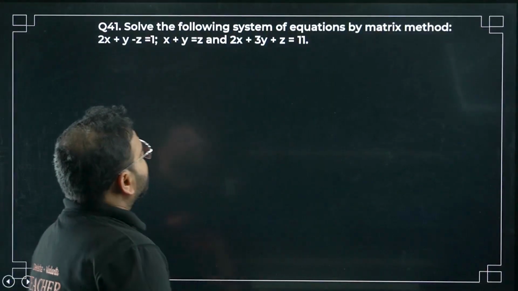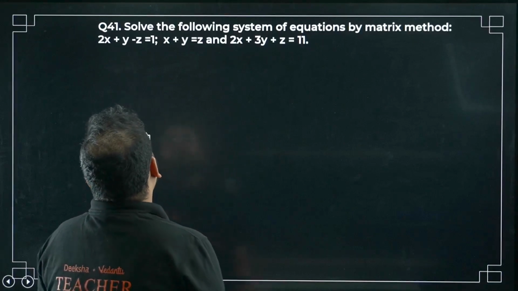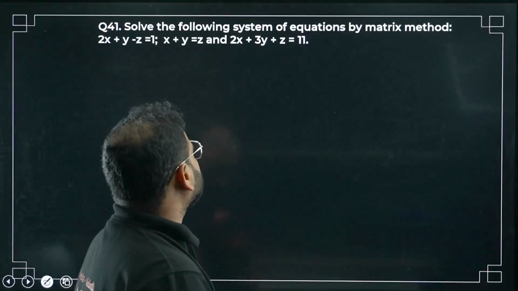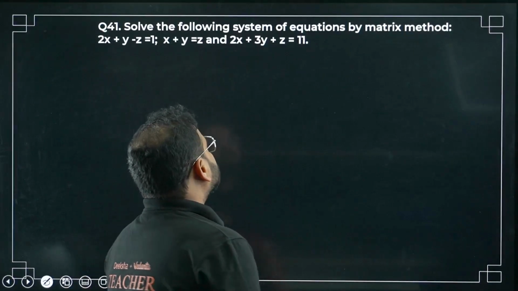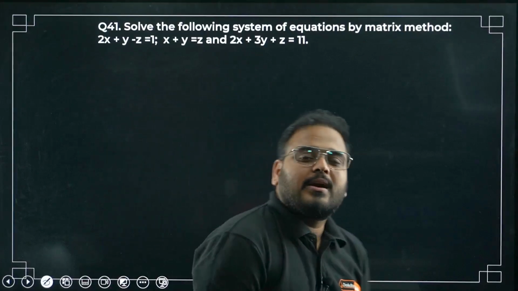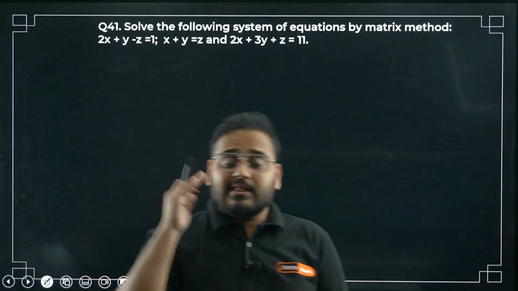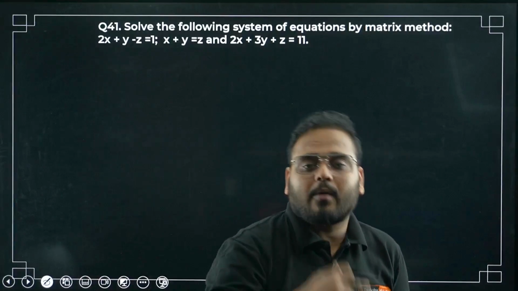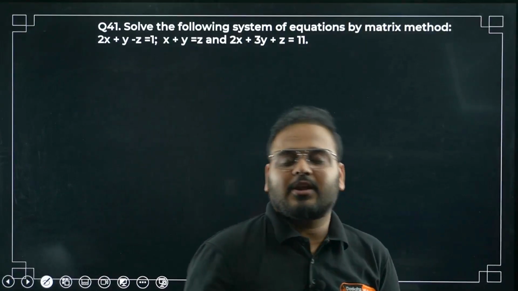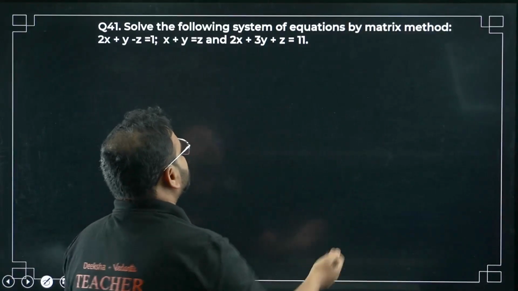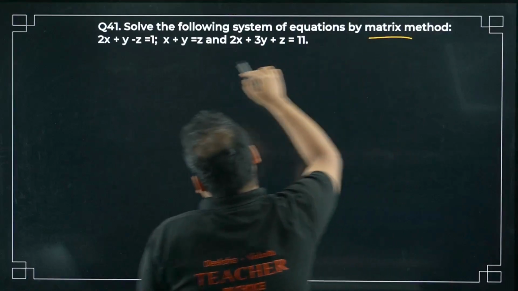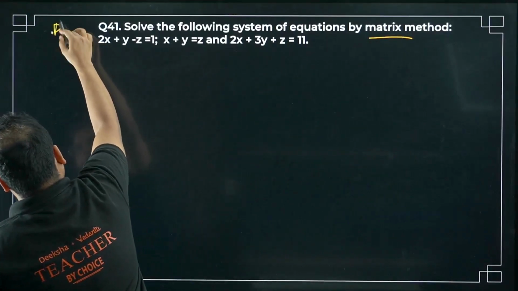Let's move on now. Question number 41. Solve the following system of equations by matrix method. 2x plus y minus z equals 1, x plus y equals z, 2x plus 3y plus z equals 11. This question might come in the exam as well. This is the one question which is common every time. They give you a pair of linear equations in 3 variables and ask you to solve using the matrix method, right? So please make a note of this. It's a very, very important question.